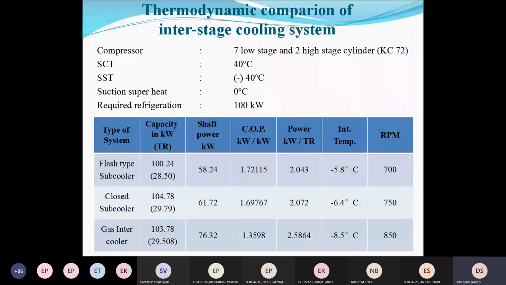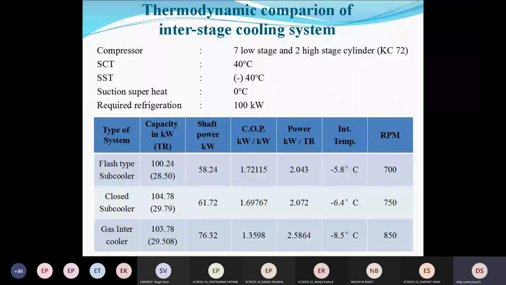What is my requirement of refrigeration? 100 kilowatt refrigeration requirement. On the basis of this assumption, I try to work with different types of subcooler and find out what capacity and what power consumption there will be. From the actual performance chart, I have done this job.